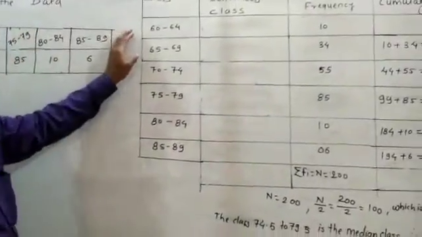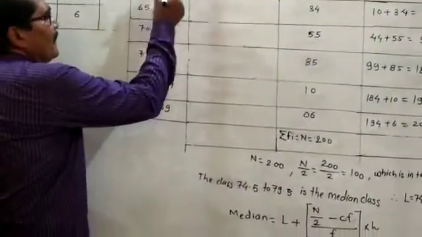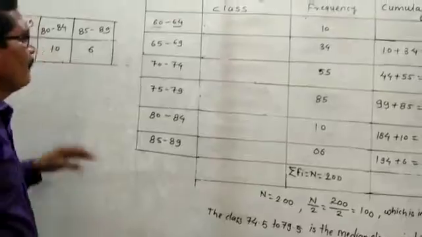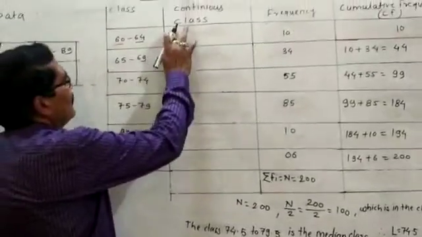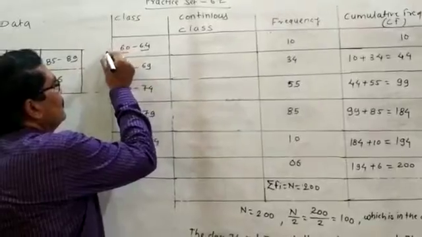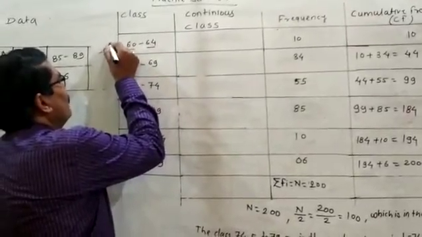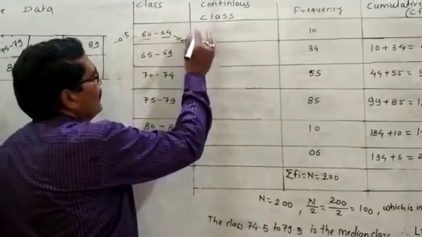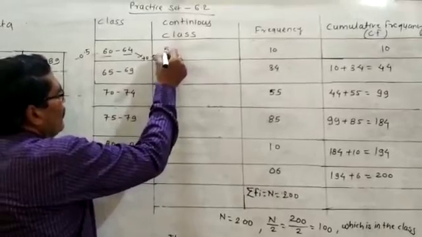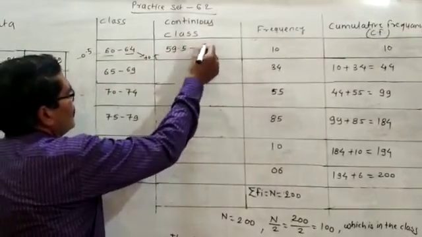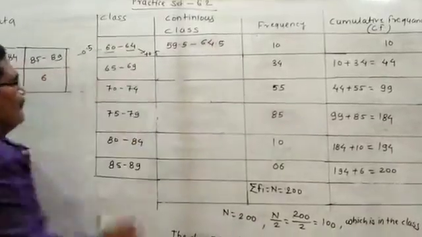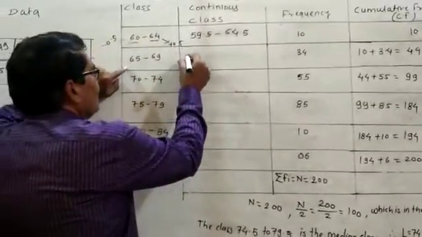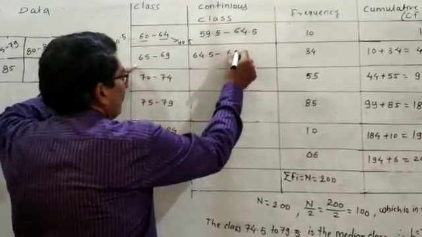To make the class continuous, this is the lower limit and this is the upper limit. From the lower limit you have to subtract 0.5 and to the upper limit you have to add 0.5. At that time, what answers will come, you have to see. This answer will come 59.5 to 64.5. Again, in the lower limit you have to subtract 0.5, in the upper limit you have to add 0.5. So this will come 64.5 to 69.5.